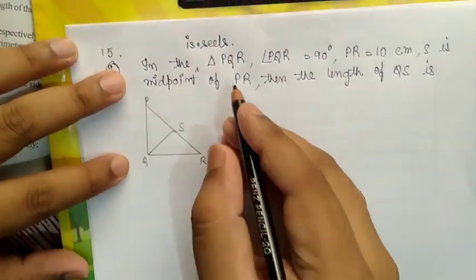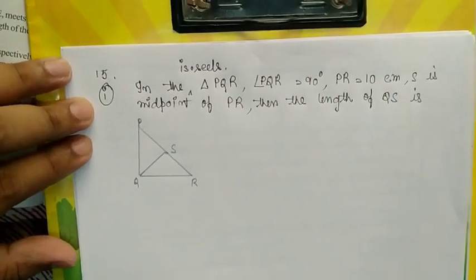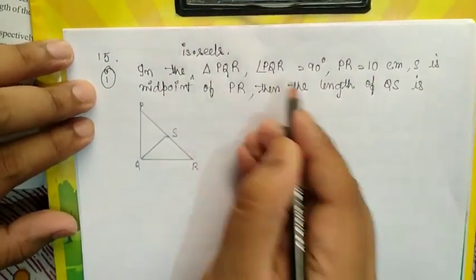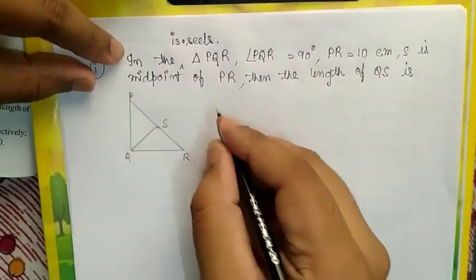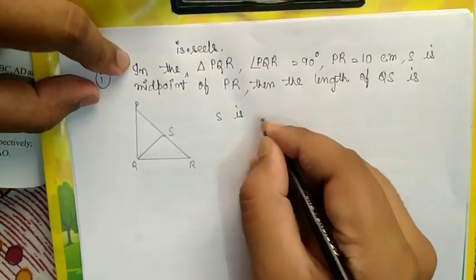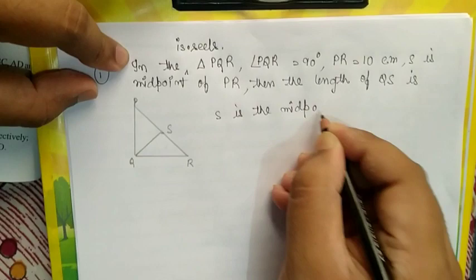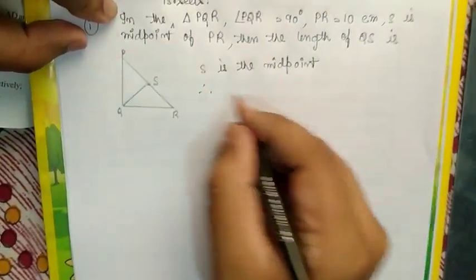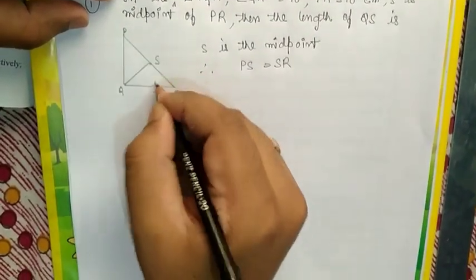Okay, all of you, first of all, when you copy in your textbook, you have to write the question properly: in the isosceles triangle PQR. Now here S is the midpoint, so therefore PS equals SR.